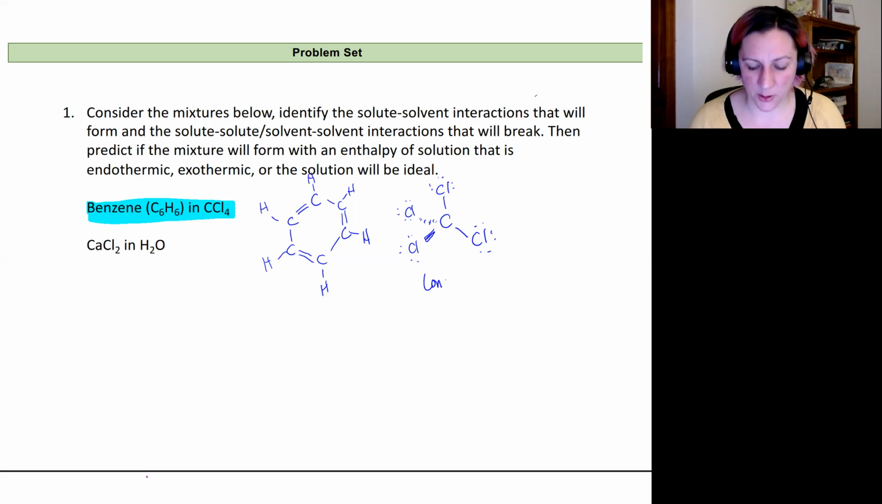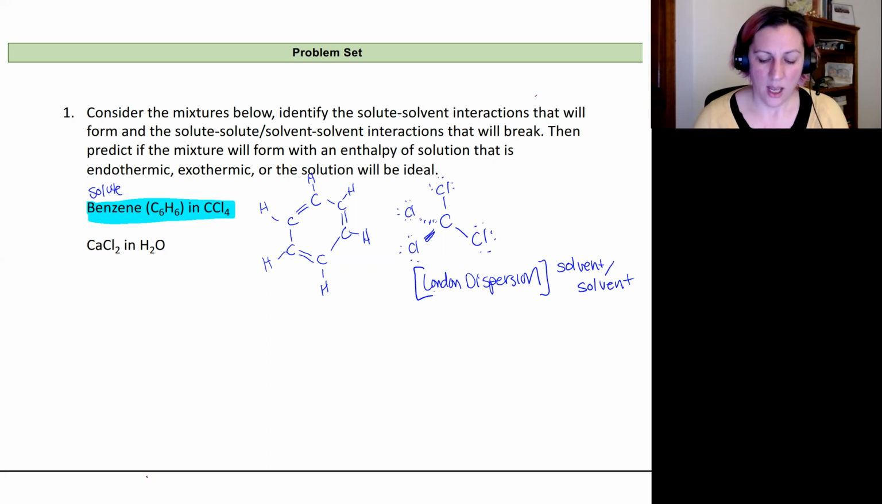So this will just be London dispersion within a pure sample. And so, let's call our benzene the solute here. So this will be our solvent-solvent interaction. For our benzene, we have only carbon-carbon and carbon-hydrogen bonds. And so these are all nonpolar bonds, making the molecule itself nonpolar. So we'll also have only London dispersion forces. And these are our solute-solute interactions.